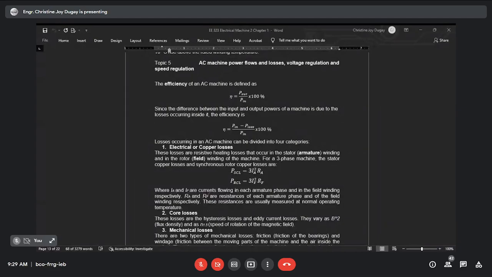Let us continue our discussion with the AC power losses and the power flows. We also have here the voltage regulation and the speed regulations. During your DC machine, I assume I did discuss also the power flow diagram. You don't have to memorize the formulas only. What is good to memorize is how the power flows.